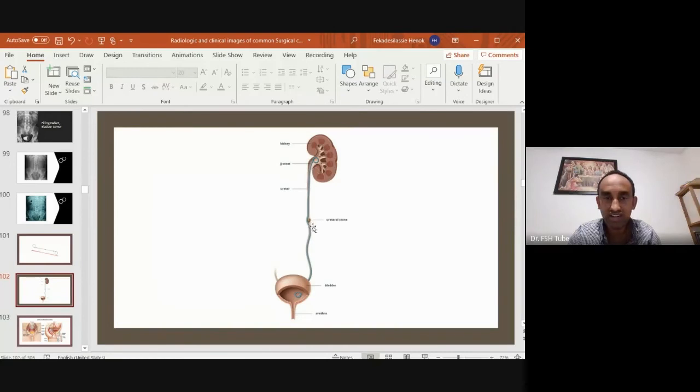bladder, and you see here a stone. There is a ureteric stone. So people may ask you, what are the indications to put a JJ stent following ureteric surgery, following ESWL, extracorporeal shock wave lithotripsy, following ureteroscopy, especially ESWL, where you break the stones. Those broken stones will come down lined up, and when they can potentially cause ureteric obstruction, you don't want that to happen. That's why you put a J stent.